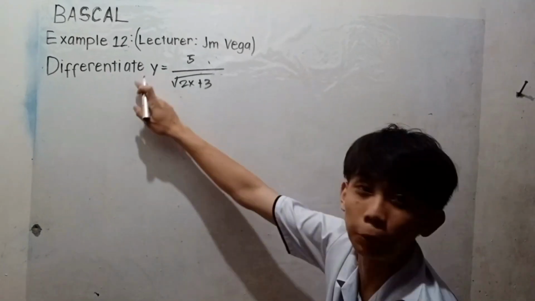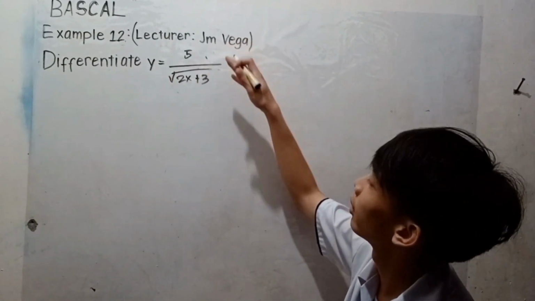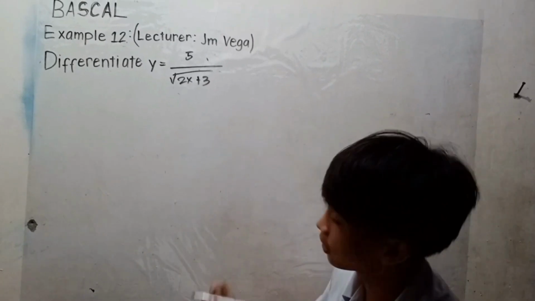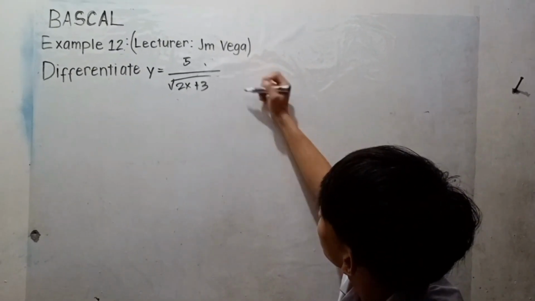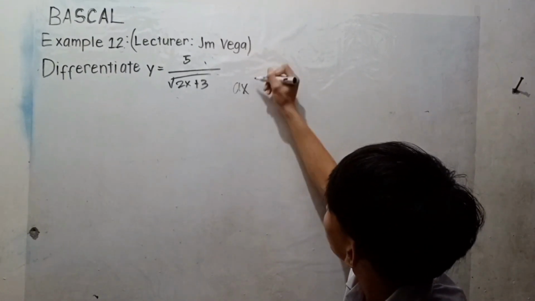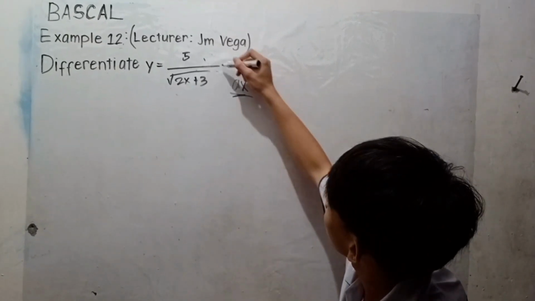So now let's move on to example number 12. We have here: differentiate y equals 5 over the square root of 2x plus 3. So in this case, we can apply the chain rule. In applying the chain rule, we have to consider this one.